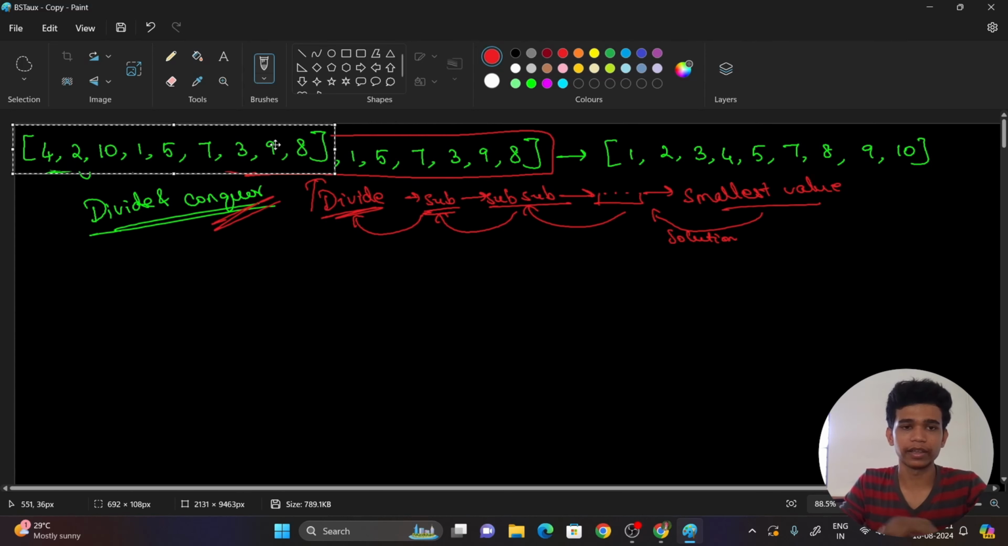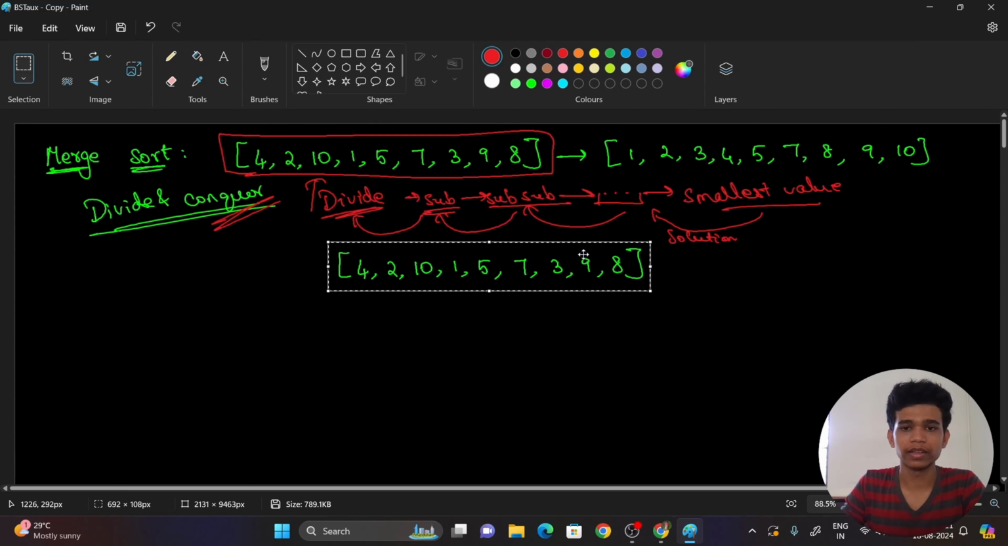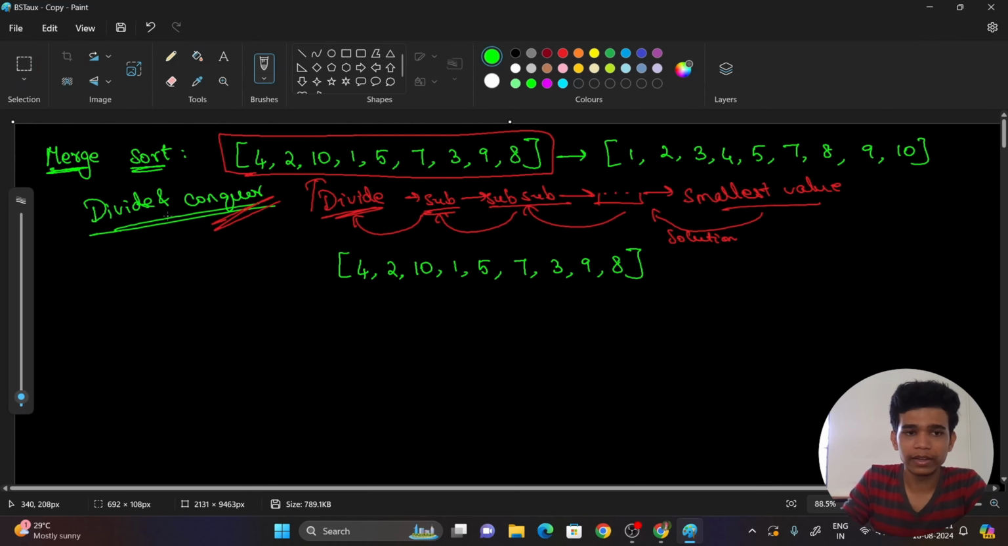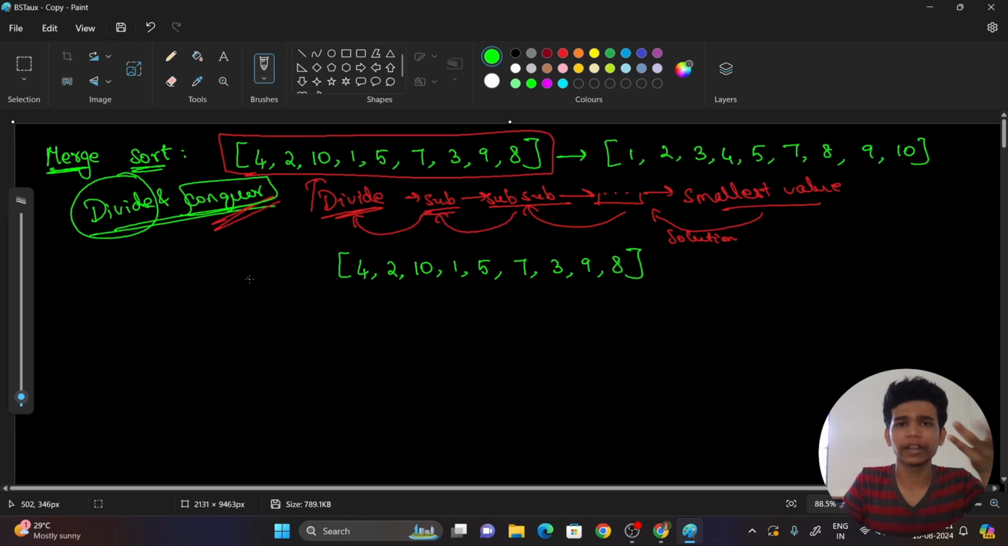Let us understand by taking this example. See here, this is the array example. Divide and conquer: first divide it into a particular partition, then do some process. We are going to divide this array into two parts. How many elements are there? 0, 1, 2, 3, 4, 5, 6, 7, 8. These are the indices. Total 9 elements are there, so we can divide into 4, 5 or 5, 4.